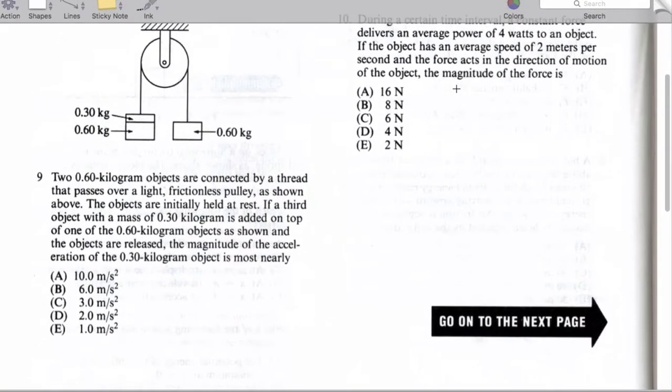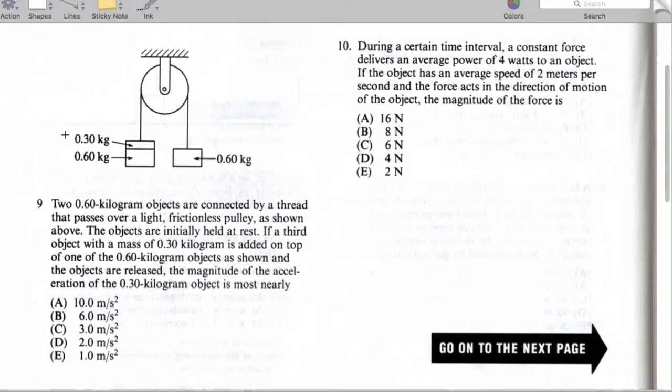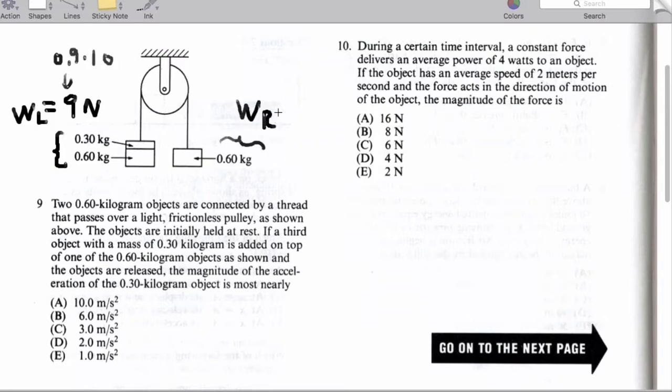Here, I want to simplify a couple things. First, I want to be clear that the weight here on the left is 9 newtons. I'm getting that by taking 0.9 times g, which is 10. Similarly, the weight on the right is 6 newtons. To be clear, I'm taking 0.6 times 10.